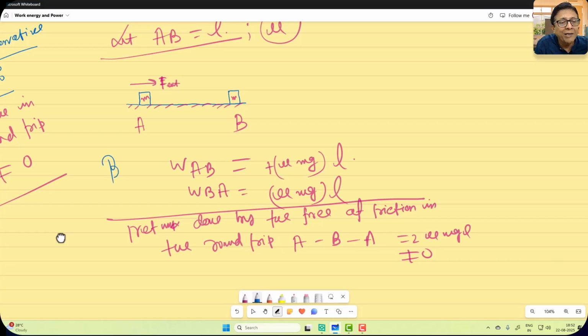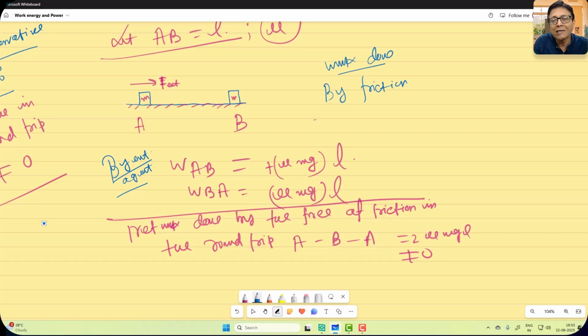This is by external agent. It is just that we made the force equal to the force of friction, and we got positive. By friction, how much work will be there? This we are going to calculate, work done by friction. How much work will be there? W_A to B to A, that is W_A to B plus W_B to A.